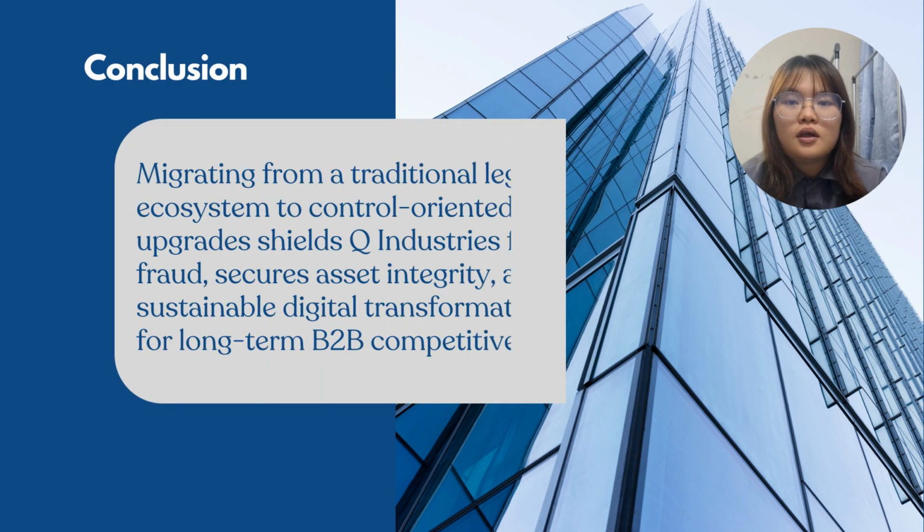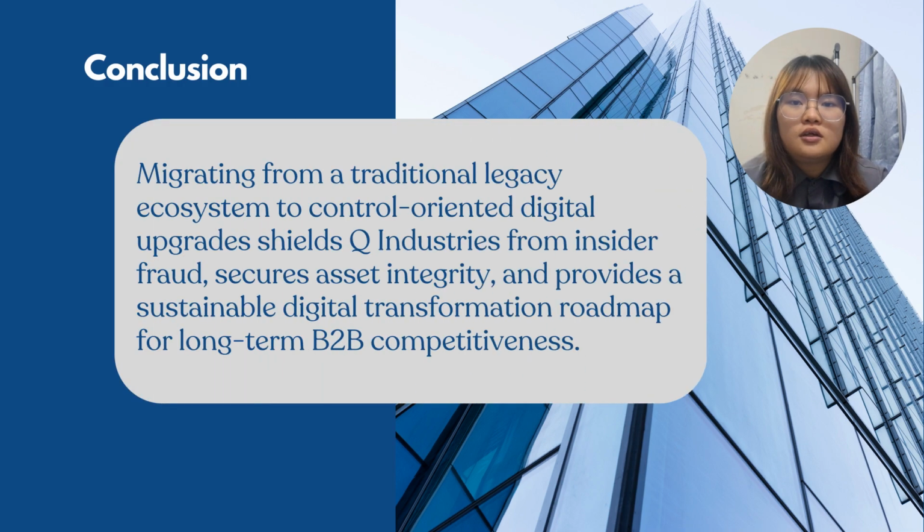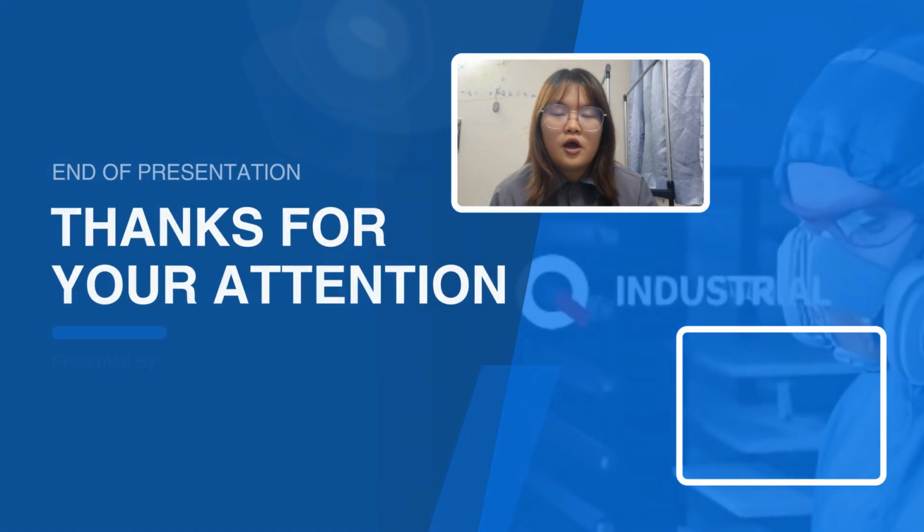In conclusion, migrating from a traditional legacy ecosystem to a control-oriented digital upgrade shields Q Industry from insider fraud, secures asset integrity, and provides a sustainable digital transformation roadmap for long-term B2B competitiveness. By integrating preventive, detective, and corrective controls directly into the system architecture, Q Industry can eliminate operational friction and significantly enhance its market positioning. This concludes our presentation.